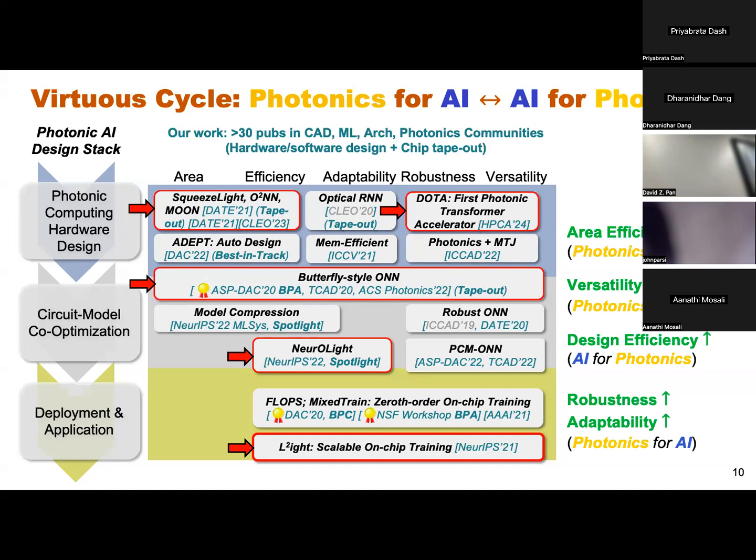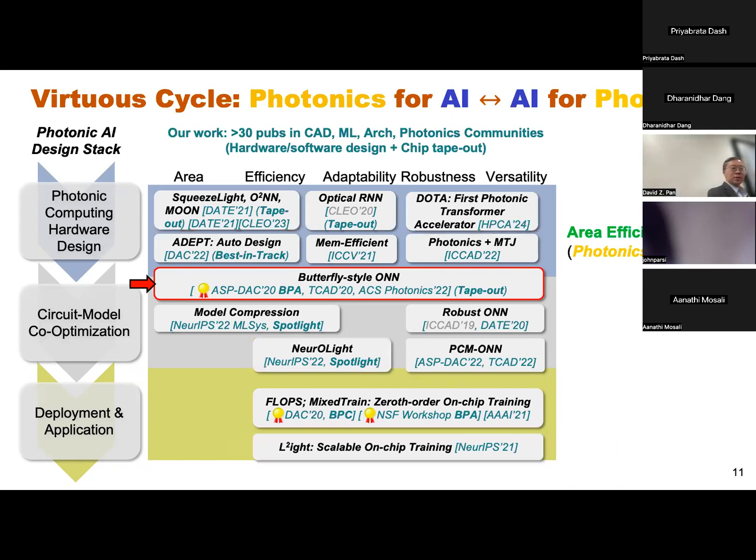So the right-hand side essentially tells you about area efficiency and how you address versatility, how you do design efficiency. In that sense, we developed a better photonics device using AI, and also how you make it more robust. All right, so let me talk about the first work, which is a butterfly style optical neural network. In that sense, it's more for area efficiency, right?